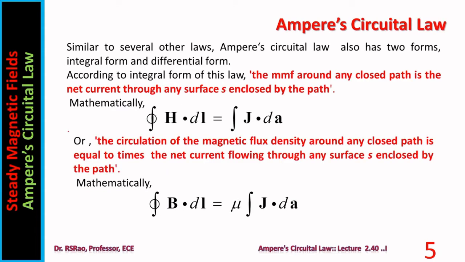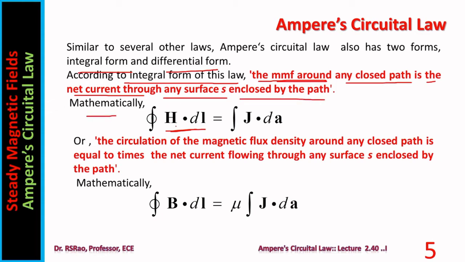Similar to several laws, Ampere's Circuital Law also has two forms, integral form and differential form. According to the integral form of this law, H.dl gives us MMF. The MMF around any closed path is the net current through any surface S enclosed by that path. Mathematically, it can be stated as closed integral of H.dl. This is the MMF, whereas this gives us current I. I is integral of J.dA.